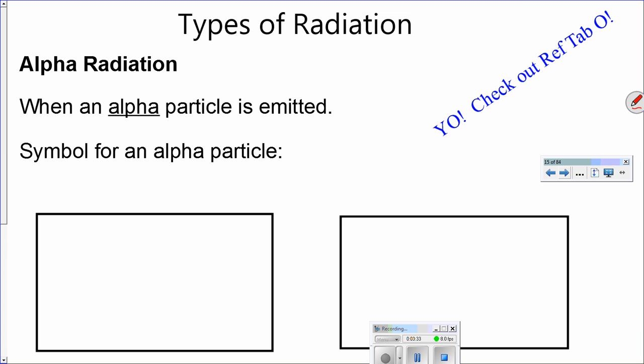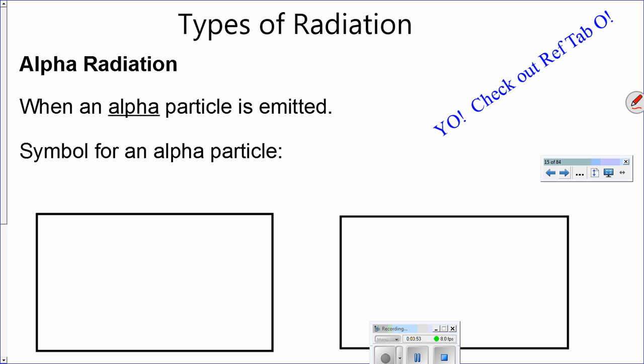There are several types of radiation. Please take time right now to open up your reference table. Pause the video if you need to get it out. You're going to flip in your reference table to reference table N and O. Those are the 2 that we're going to use. So we're going to start with reference table O.